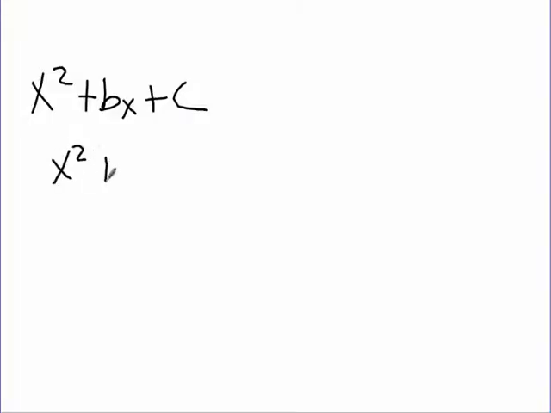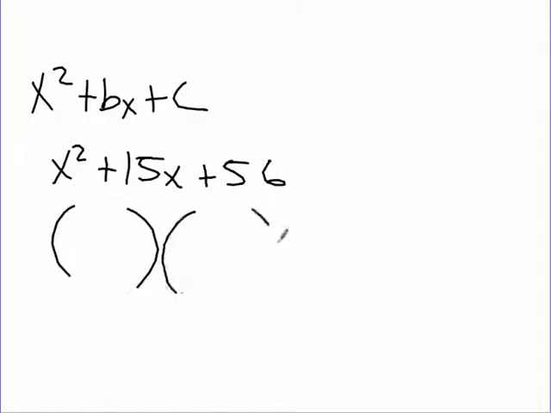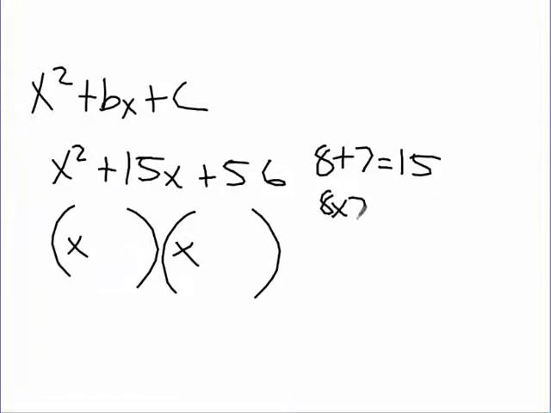You have x squared plus 15x plus 56. So you write your parentheses. Put down your variable. You see what multiplies to be 56, which is 8 times 7, and adds up to be 15, which is again 8 plus 7. And you put your signs, plus 8, plus 7, and there's your answer.